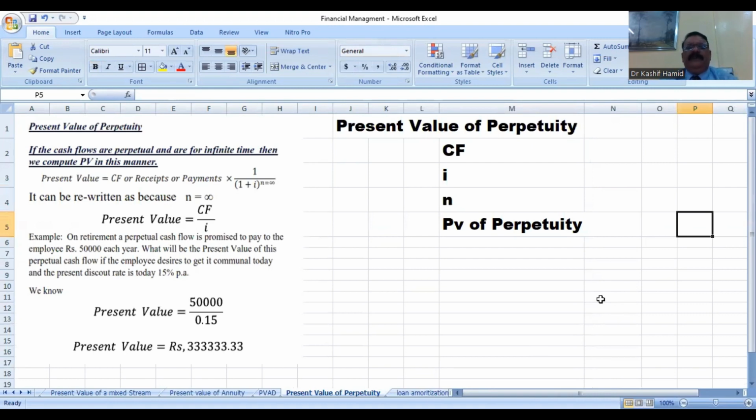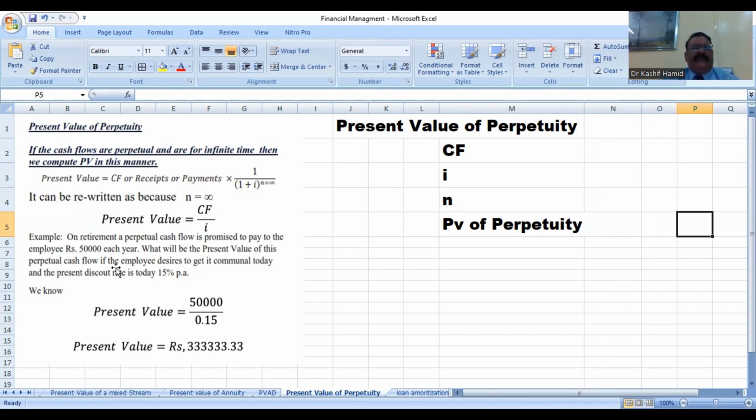Perpetuity means the cash flows for an unlimited period, for an infinite period. If the cash flows are perpetual and for an infinite time period, then we compute present value in this manner. As we know, cash flows, also known as receipts or payments, multiplied by 1 over 1 plus I, where n is equal to infinity. So it can be rewritten as cash flows divided by I.